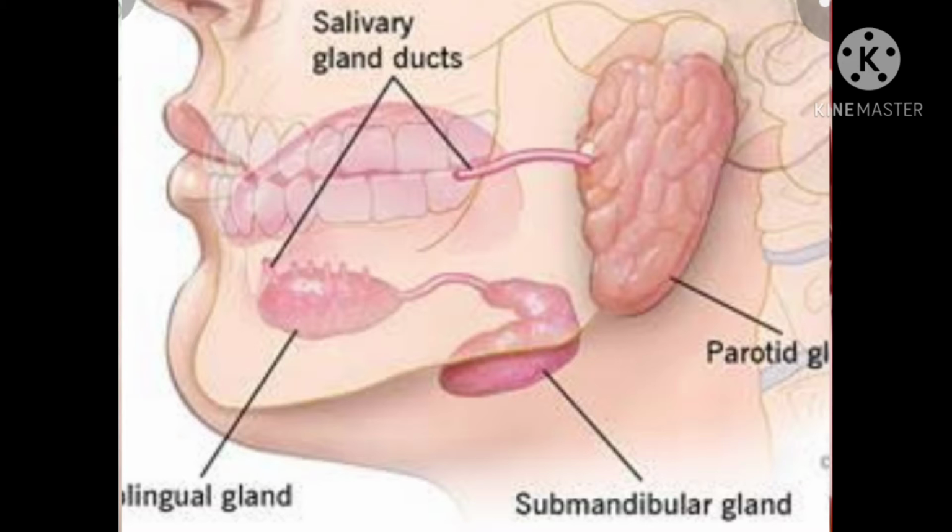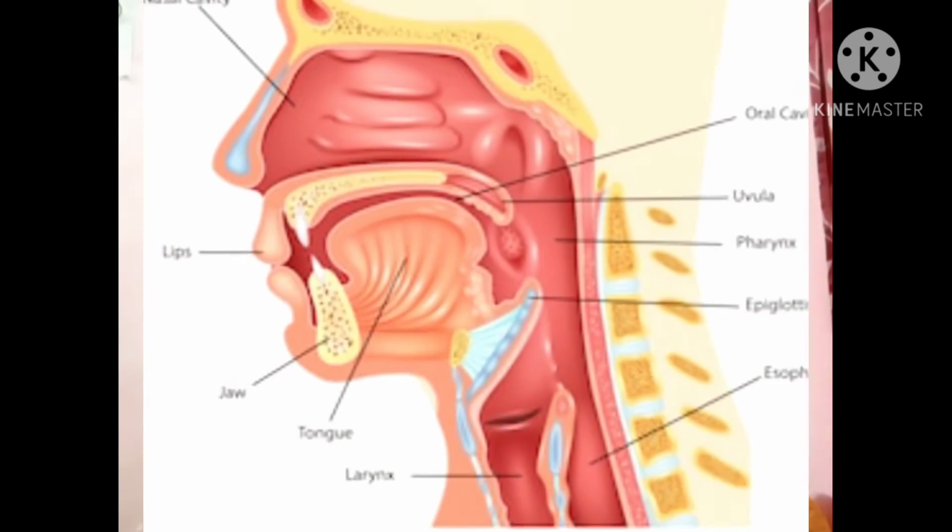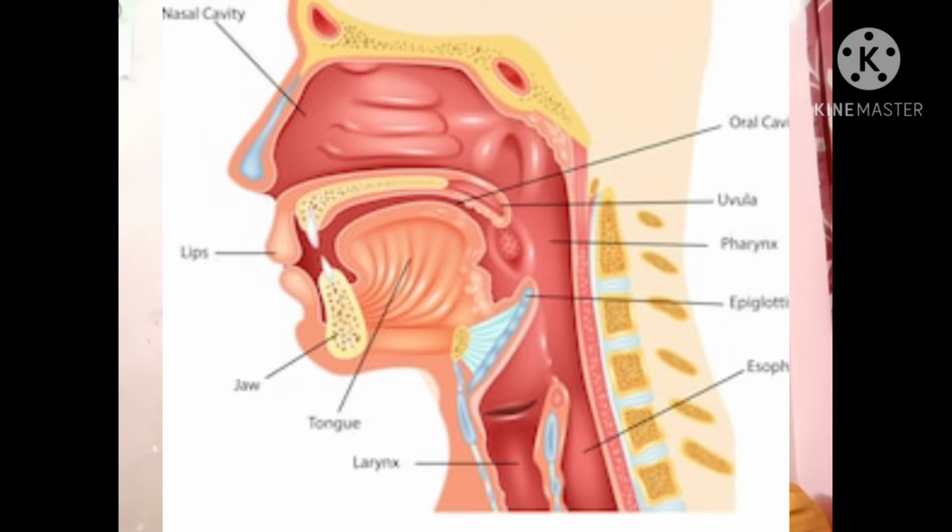Now we will learn about the salivary glands. The smaller pieces of food are mixed with the watery fluid called saliva, secreted in the mouth by the 3 pairs of salivary glands. Saliva makes the food wet and thus easier to swallow. It consists of an enzyme called amylase that breaks down the starch present in the food. So this was about the salivary glands.